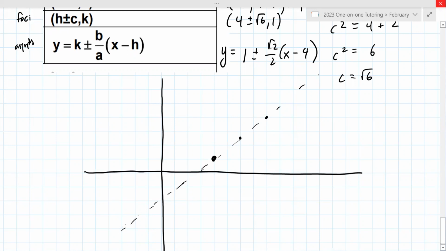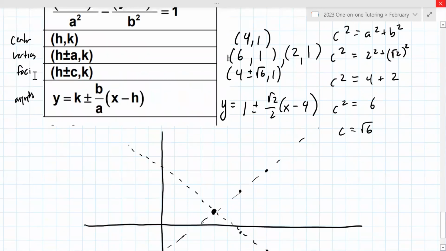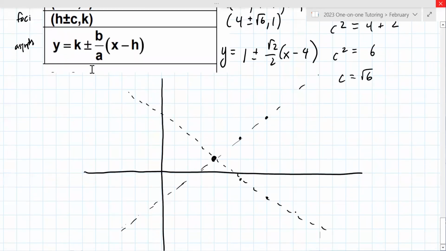So minus square root of 2 over 2, minus 1.4-ish, and then right 2, something like this. So this will frame it. And then you get the vertices. You go for the vertices, so 6, 1 and 2, 1. And this gives you the shape of this thing.